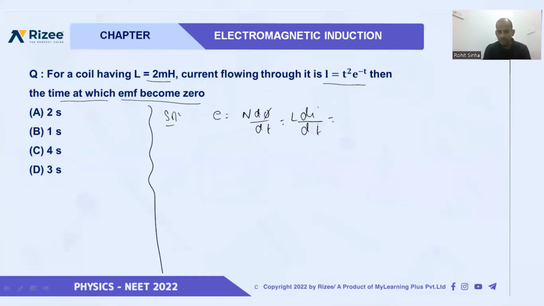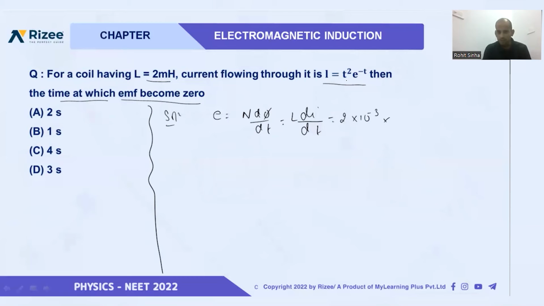We can write like this: L, what is L? It is 2 millihenry. Okay, let me explain. If you got your answer, then good.